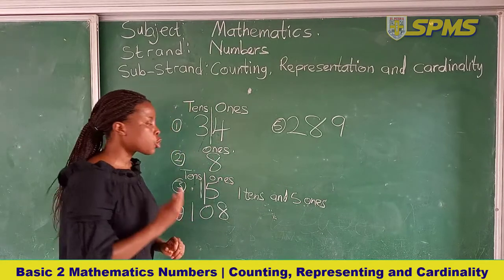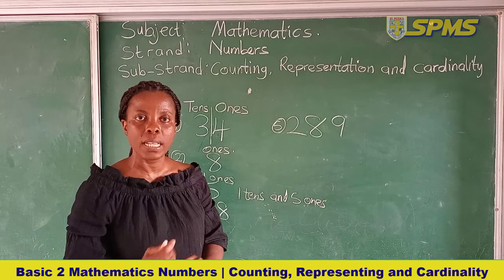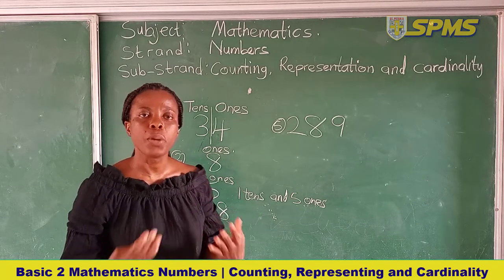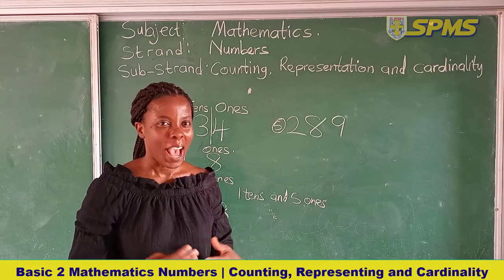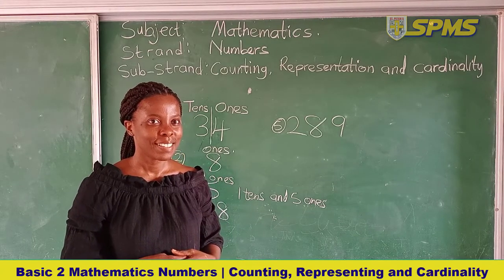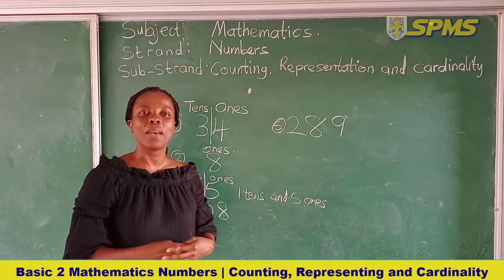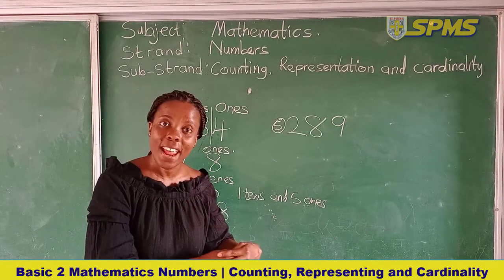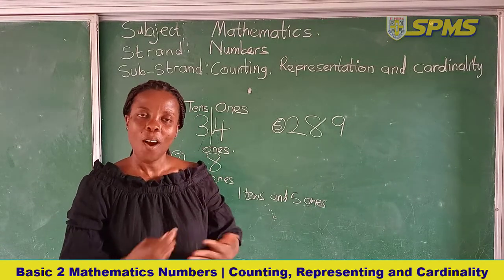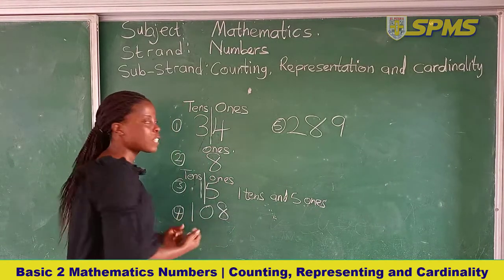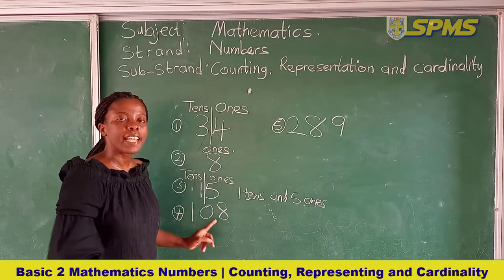Remember we said 2-digit numbers are in the tens and ones column. What about 3-digit numbers? Are you thinking about it? Hope you get it right. The 3-digit numbers are in hundreds, tens, and ones. Okay, now what is the place value of these digits in the number 108?